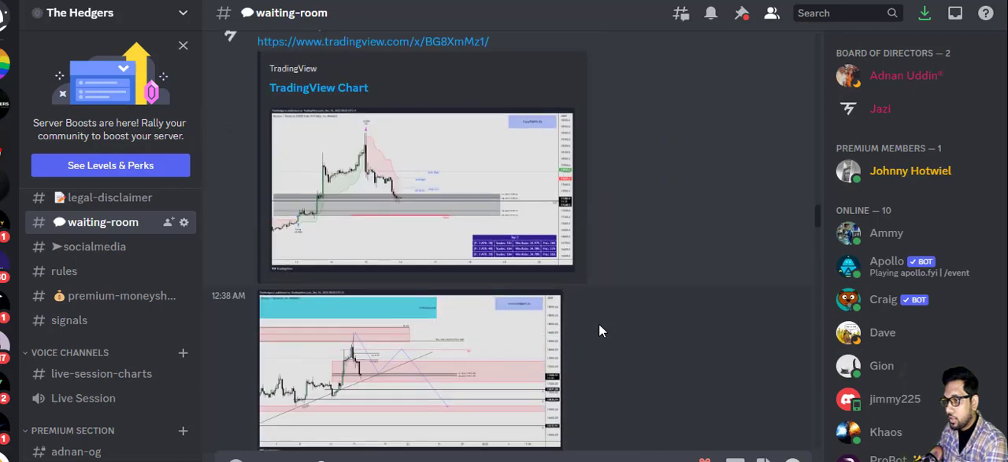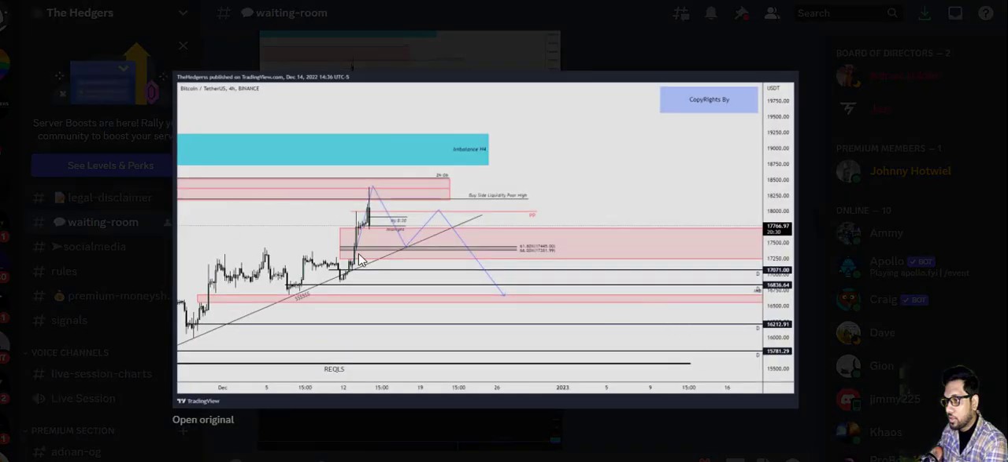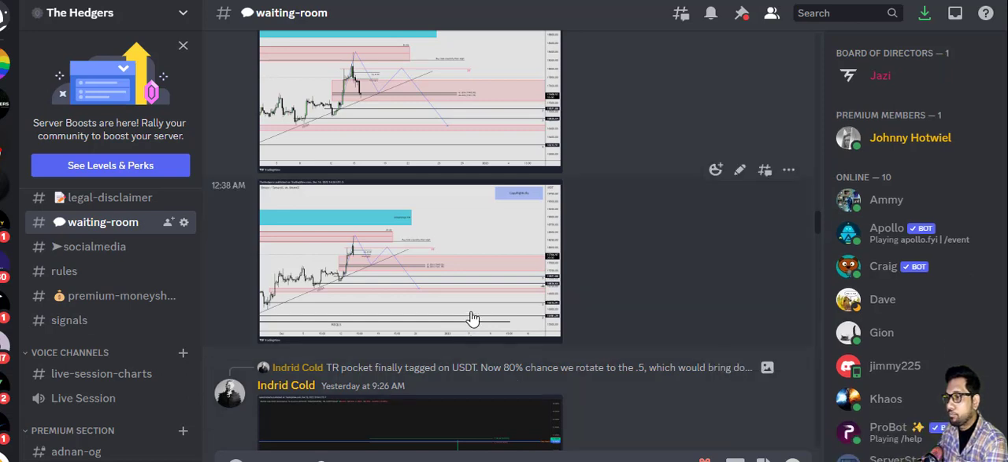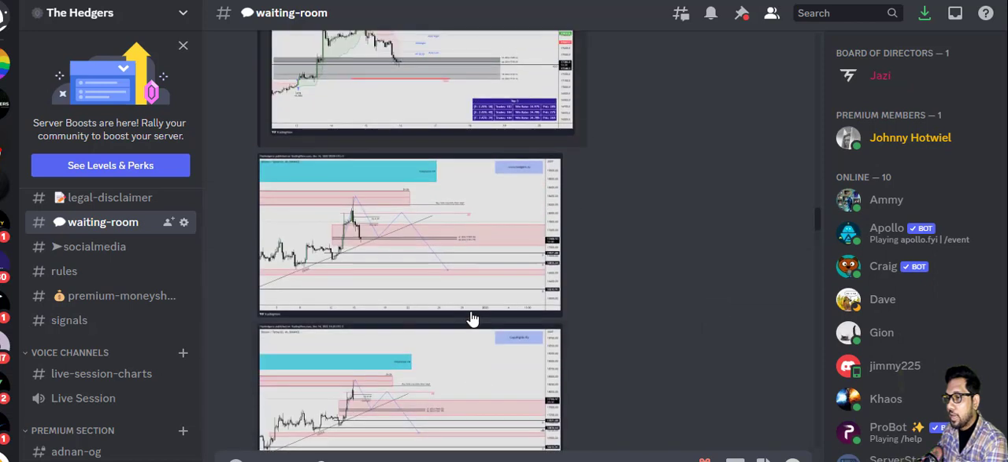Here we go. Before and after, this was the setup that we gave our members. Buy side liquidity, pool high, 2 hour order block, above the pivot point. We just took that trade, literally having really nice confluences and also having a lot of breakout traders jumping on the gun. So that was our confirmation that the trade is going to go well.